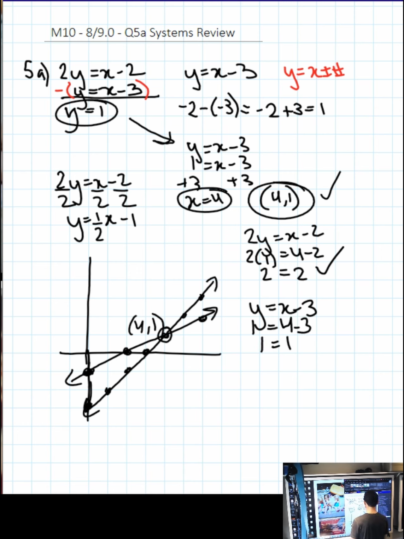4 minus 3 is 1. Check mark. We know our point (4, 1) is correct by elimination, by graphing, and by checking our answer.